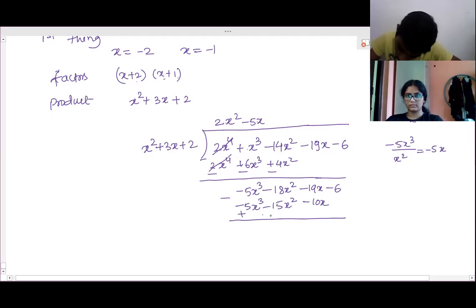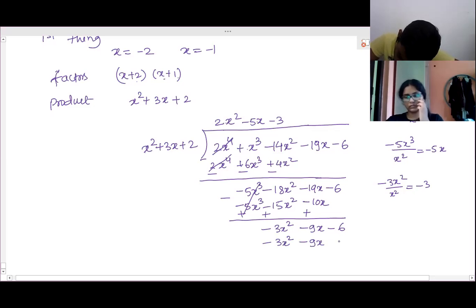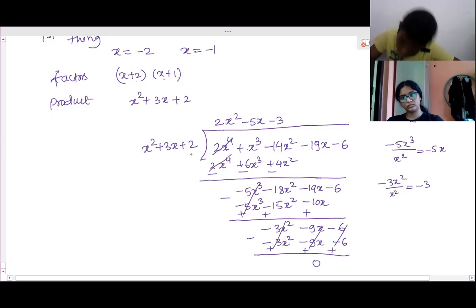Subtract, the sign of the second will change. So this minus gets cancelled. 3x square minus 9x minus 6. So the next quotient is minus 3x square by x square, that is equal to minus 3. So minus 3 into x square plus 3x plus 2 is minus 3x square minus 9x minus 6. The sign will change and all get cancelled. It becomes 0. Now we got the quotient as 2x square minus 5x minus 3.